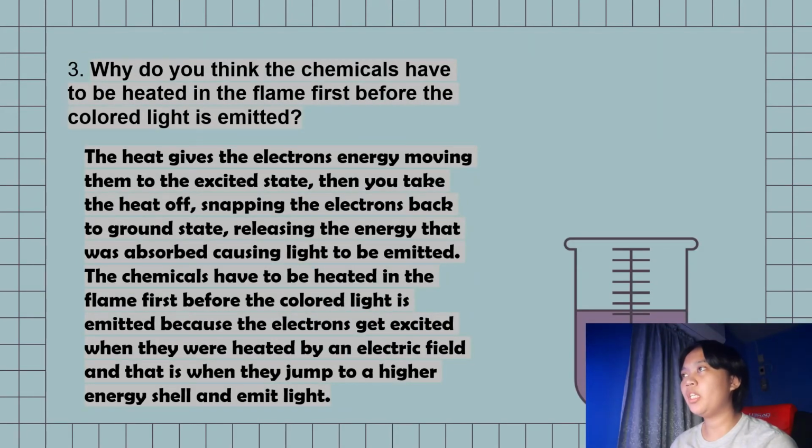So for our number 3, why do you think the chemicals have to be heated in the flame first before the colored light is emitted? So the heat gives the electrons energy, moving them to the excited state. Then you take the heat off, snapping the electrons back to ground state, releasing the energy that was absorbed, causing light to be emitted. The chemicals have to be heated in the flame first before the colored light is emitted, because the electrons get excited when they are heated, and that is when they jump to a higher energy shell and emit light.